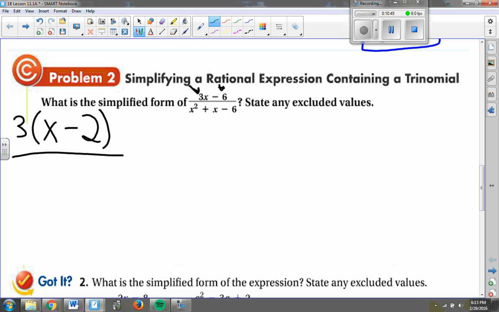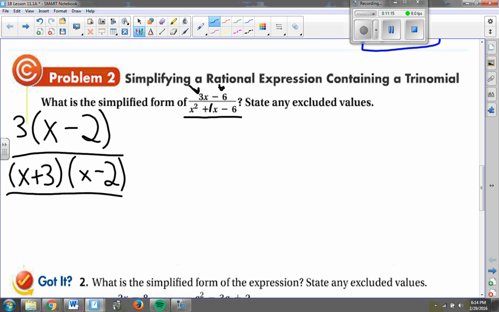Now, the bottom, I need to factor that quadratic. So I'm looking for two numbers that multiply to be negative 6 and have a difference of positive 1. 3 and 2, I want a positive 1, so I will make the 3 positive. x plus 3, x minus 2. Okay? So now I've factored the bottom. I shouldn't put that bar there because it looks like another fraction.